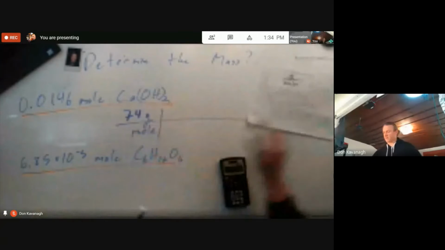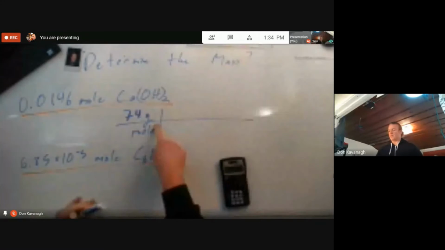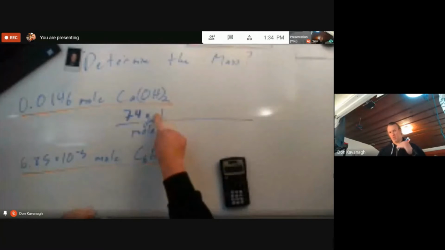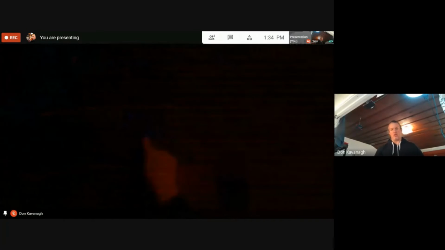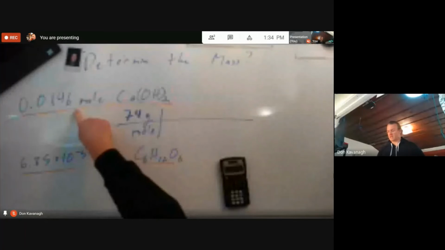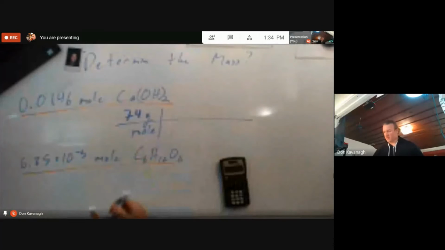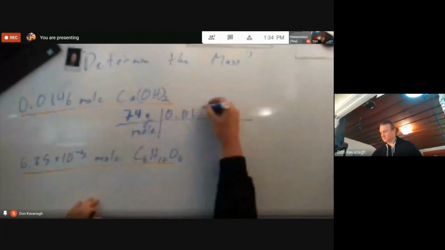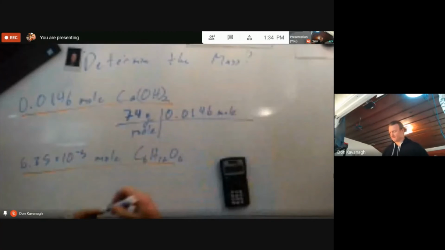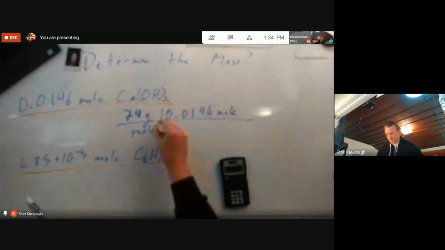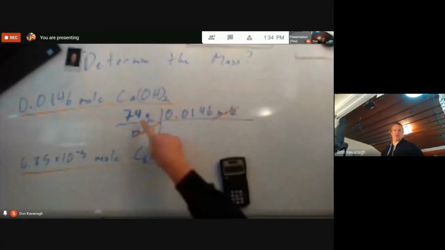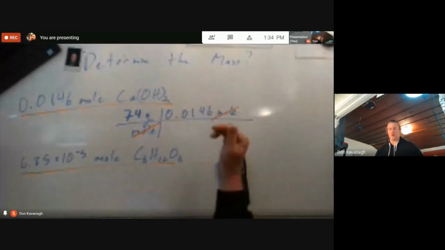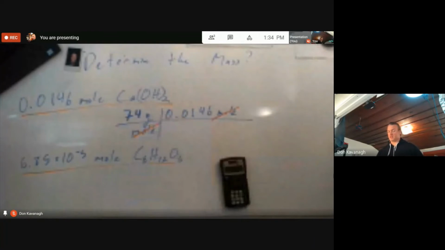Now I'm going to start my scaffold with that molecular weight because the smart start puts the unit I want in the numerator. Now I just need to cancel out moles. So this number and unit has to be in the numerator. The scaffold will guide me. Moles cancels. So here, if I multiply these two numbers, I will get the mass of calcium hydroxide. Note that the scaffold guided me to where I have to multiply.